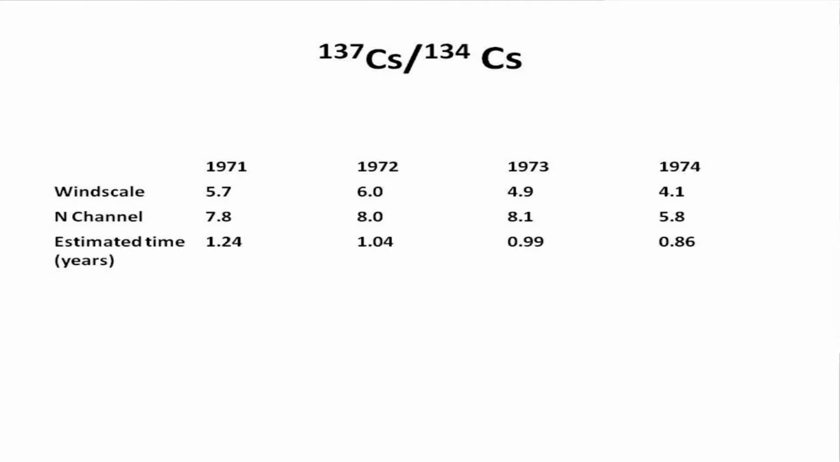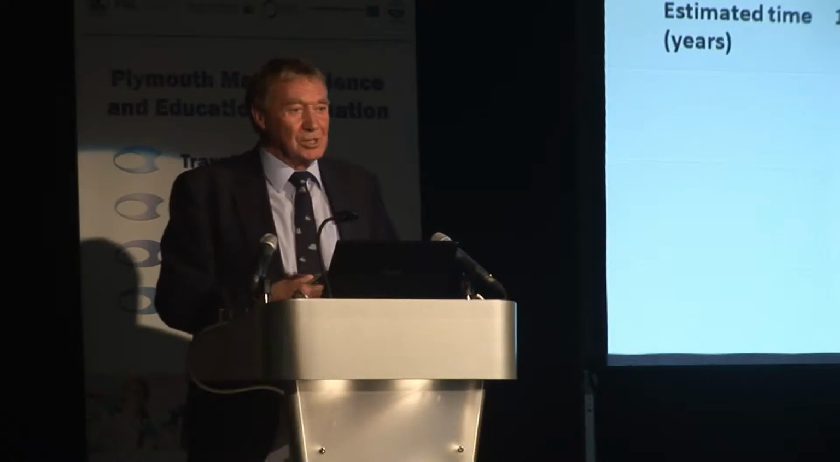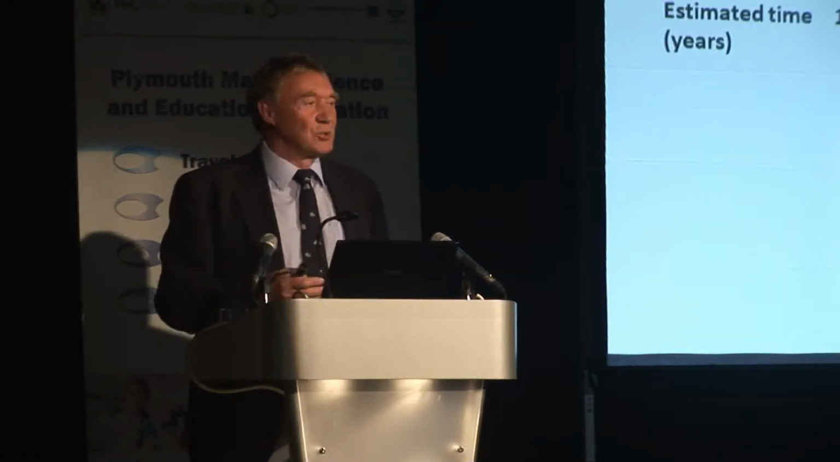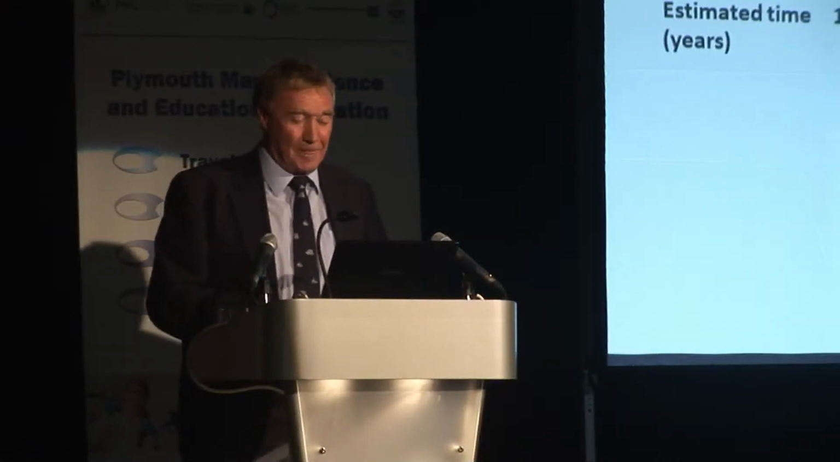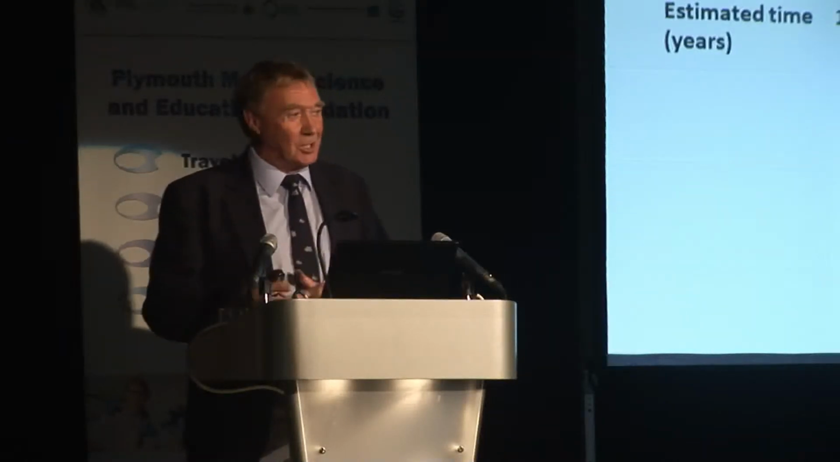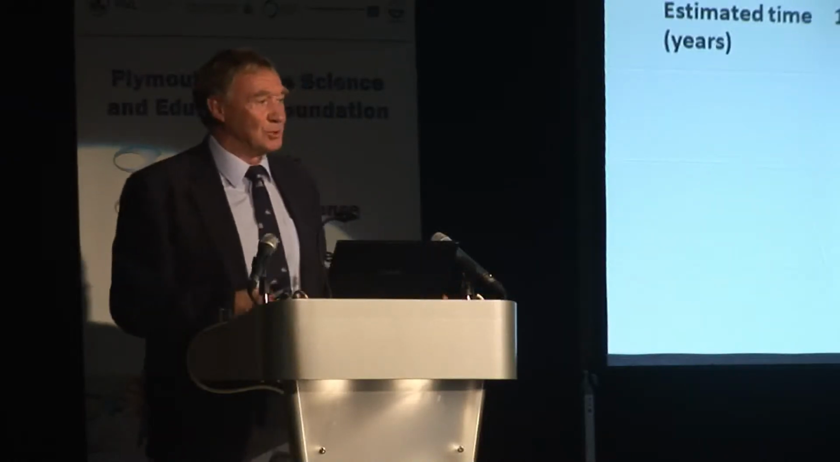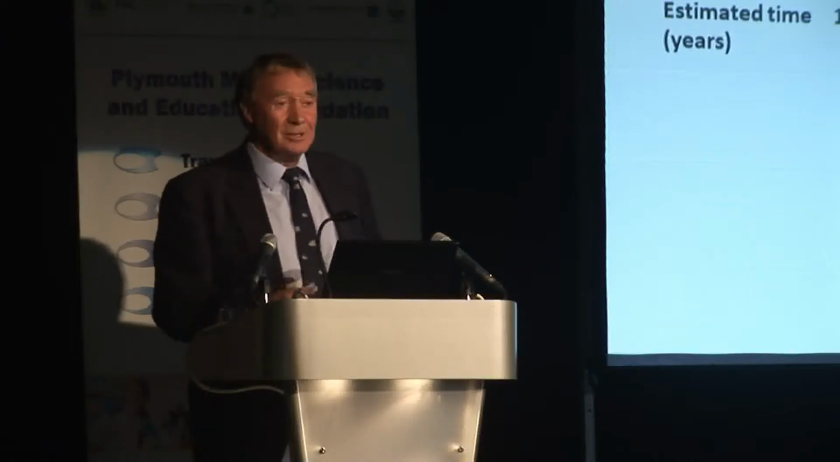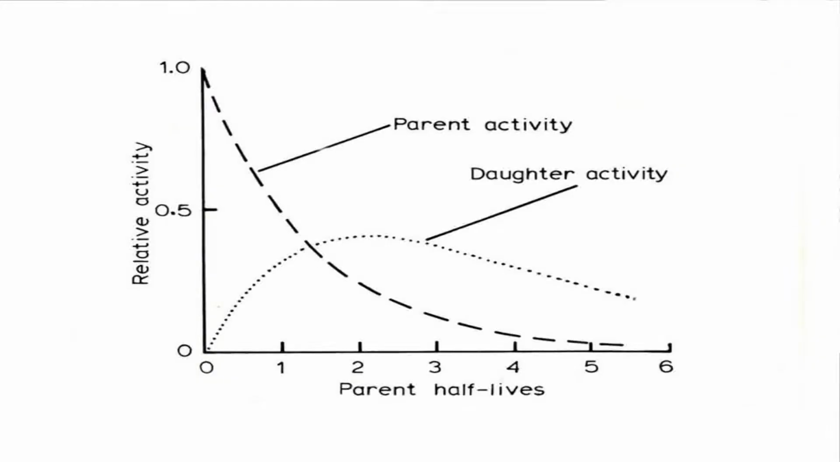So if you look at 137 divided by 134, coming out of Windscale in the early 70s, the ratio was about 5.76, and would vary from year to year, 4.9, 4.1, which is quite handy because we thought the transit time from the modelling was a year more or less. If you took the samples across that North Channel, you got those ratios, and by using them we got estimated times of transit from just under a year, 0.86, up to about 1.24. So a very useful clock to see how these big water masses were moving around the Irish Sea.